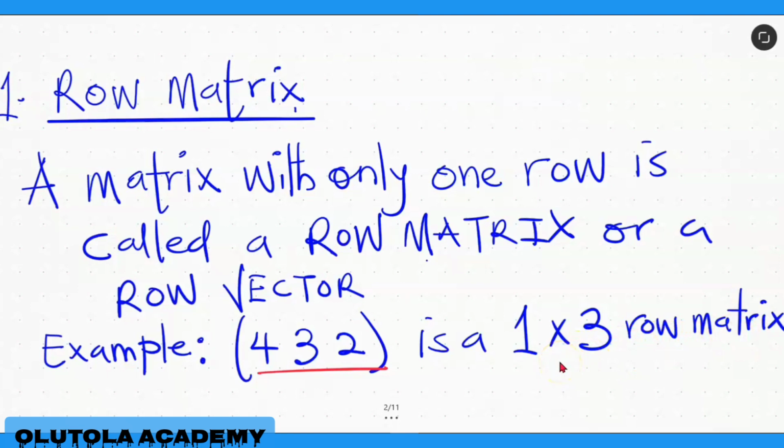And remember, in the previous lesson I said that when it's written in this form, the first number stands for the number of rows, while the second stands for the number of columns. So here we have one row, 4 3 2, and we have 3 columns. So this is a row matrix.